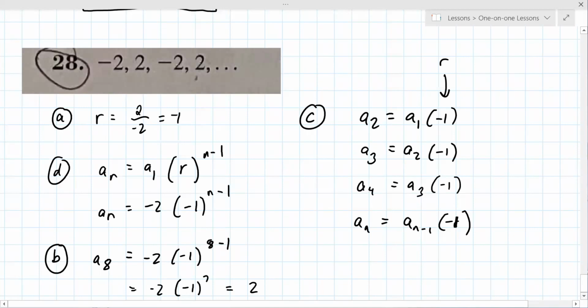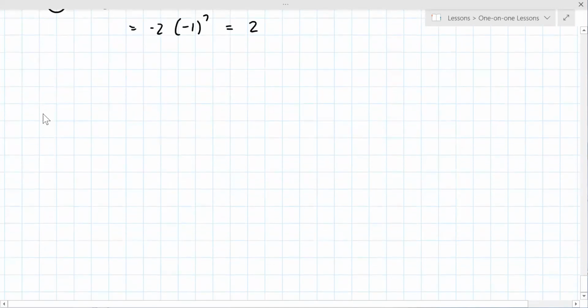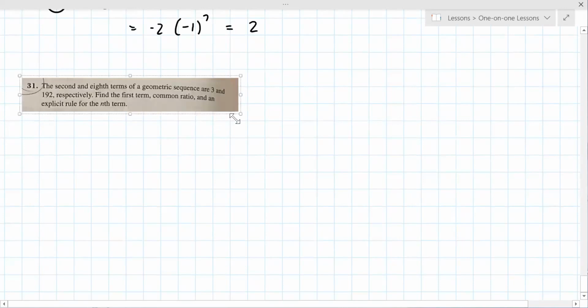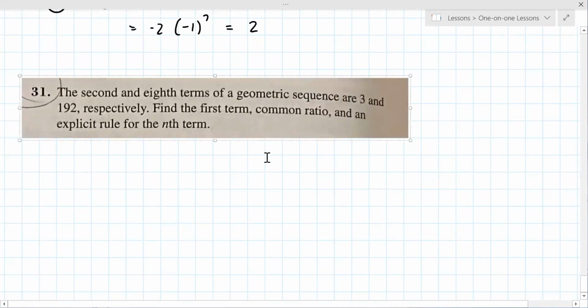Sometimes these are better because they don't have as many parts. It's just kind of a question. All right, the second and eighth terms of a geometric sequence are 3 and 192, respectively. Find the first term, the common ratio, and the explicit rule for the nth term.